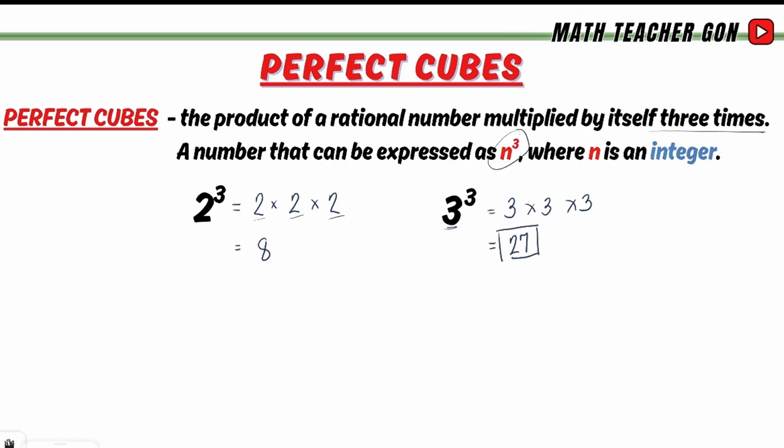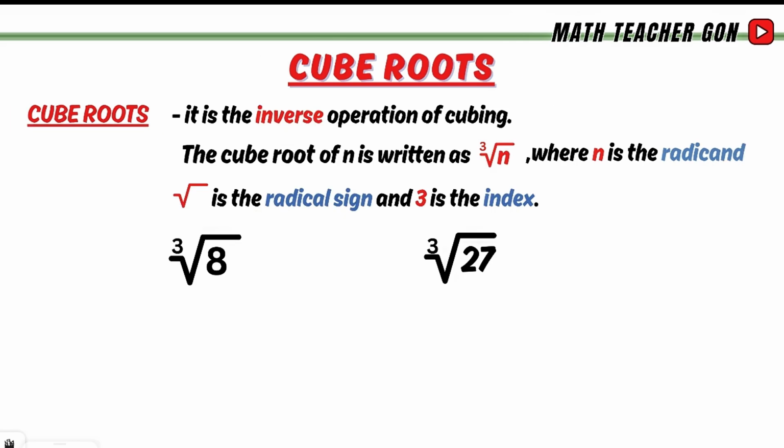Now, what about cube roots? It is the inverse operation of cubing. If cubing means multiplying a number by itself 3 times, then finding the cube root means asking, what number when multiplied by itself 3 times will give me this number?